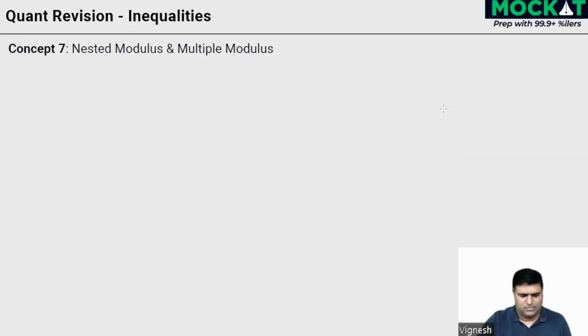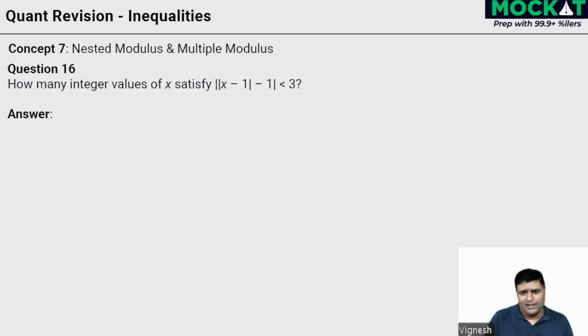Let's move to the regular normal way of solving, right? Nested in multiple modulus. A couple of examples over here, we'll work with those. How many integer values of x satisfy modulus of x, and then we have another modulus inside, is less than 3. Now, quick thing over here. If modulus of x is going to be less than 4, we can quickly open it as if it's less than, right? Minus 4 to 4.